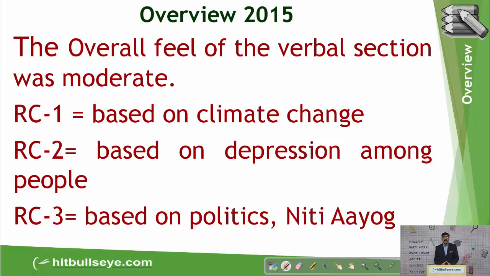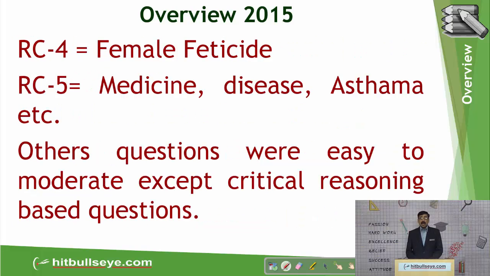Now in the next 2 slides you will find the RC subjects. The first RC in math 2015 December was based on climate change. 2nd, related to depression among people. 3rd, related to politics, especially the Planning Commission, or what we call Niti Aayog. Next slide, RC number 4, female feticide. RC number 5 was based on medicine, disease, asthma, etc. All the RCs were moderate, except a few critical reasoning questions based on these passages.